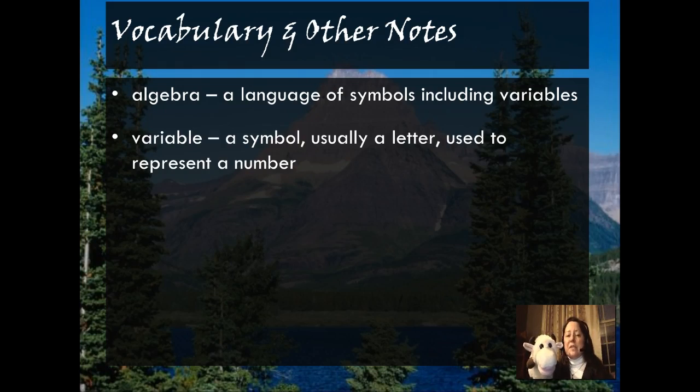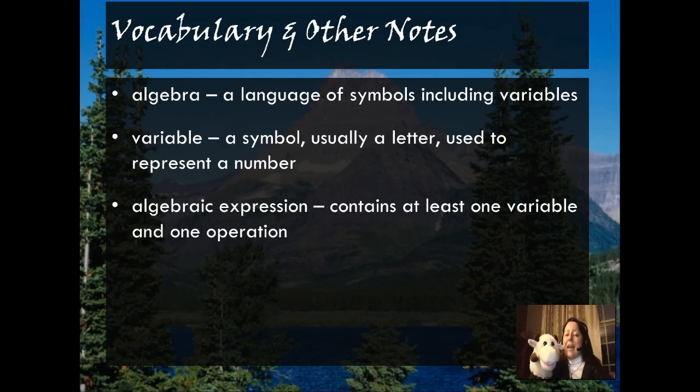A variable is a symbol, and it's usually a letter used to represent a number. An algebraic expression contains at least one variable and one operation. When we evaluate an algebraic expression, we'll be given a value that we'll substitute in for the variable. Then we'll apply the order of operations to find what the expression equals.